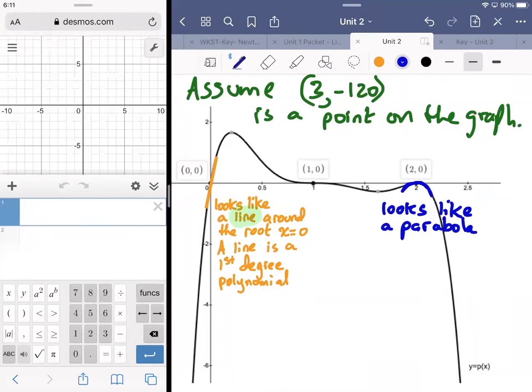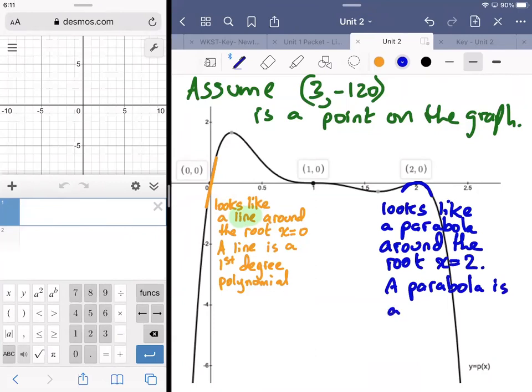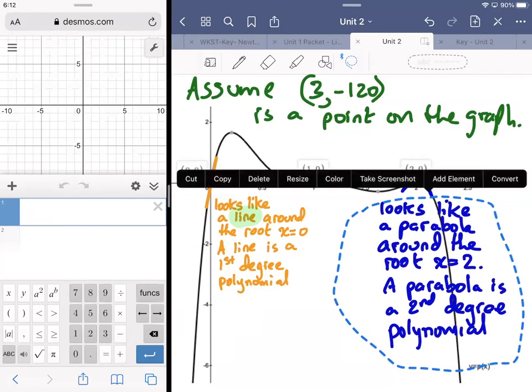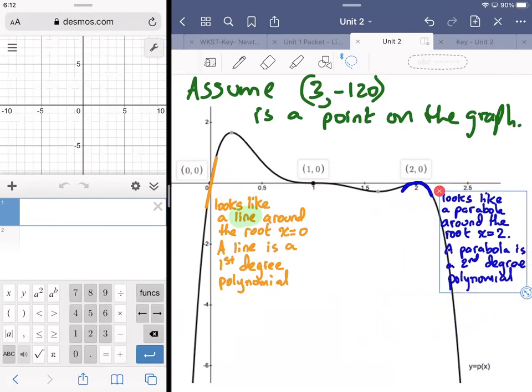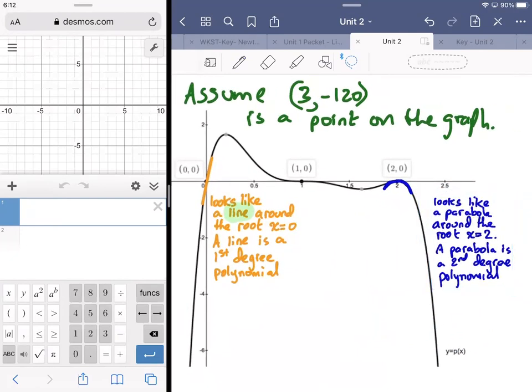So it looks like a parabola around the root x = 2. A parabola is a second-degree polynomial. I'm just going to chuck that in over here. It's very important that you take note of what type of polynomial the behavior is represented by around a root, because that gives you what's known as the multiplicity. But more on that in a minute.